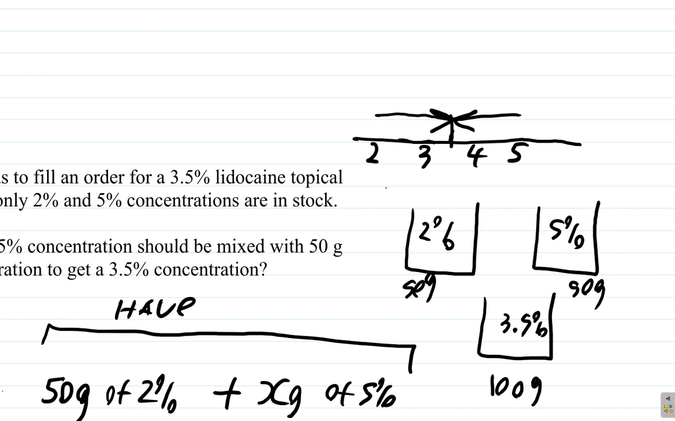Now, in our next video, we're going to imagine that what we will need is a 4% concentration. All right? So in the meantime, what I want you to do is imagine that this is going to be a 4% concentration and then work out how much of the 5% concentration you need. But let us see what will happen in the next video.